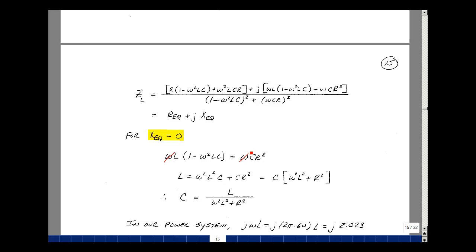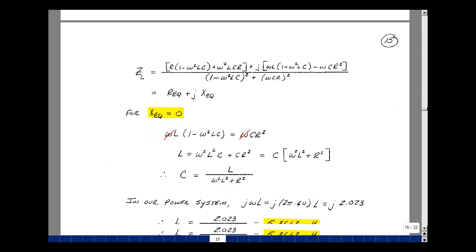The omegas drop out, so I've got L times 1, and then I've got L times this, and I'll put that on the other side of the equation. So I've got the CR squared, and then I've got now a plus omega squared, and I've got L times L, so L squared times C. Let me take this equation and pull out a C. So I'm left with omega squared L squared, and then R squared. So now I can solve for C. It's going to be equal to L divided by omega squared L squared plus R squared. Now what's the value of L and R?